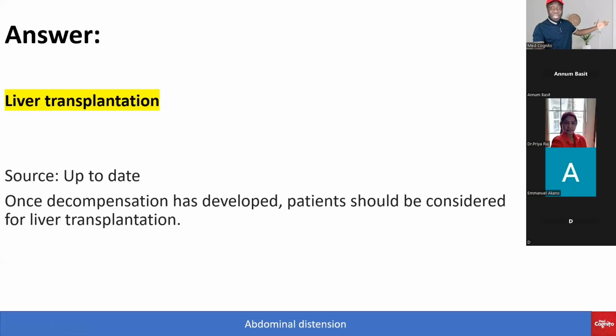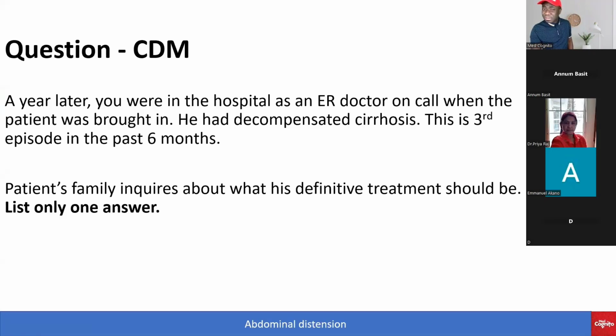Okay. If I would like to say TIPS, what sort of a question will be there? The palliative. Because the question is asking about definitive, right? Definitive. TIPS will only come in if they ask about palliation. But definitive, okay, the person needs a new liver. The person needs a new liver, straight up.